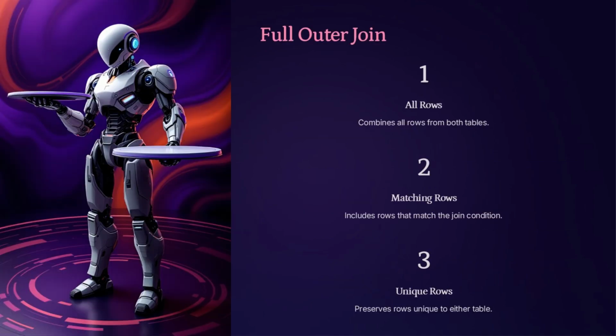The full outer join combines all rows from both tables, regardless of whether there is a match in the join condition. It includes rows that match the join condition, as well as any unique rows that exist in either table. This ensures that no data is lost and provides a comprehensive view of the data from both tables. The Venn diagram on the slide visually represents this. The shaded area covers the entire space of both circles, showing that all rows are included. The three key points highlighted, all rows, matching rows, and unique rows, summarize the main benefits of using a full outer join. This type of join is useful when you want to see all the data, even if there are no direct matches between the tables.